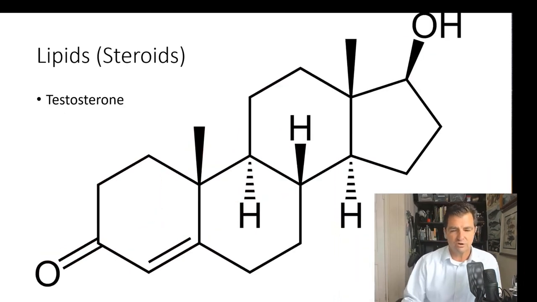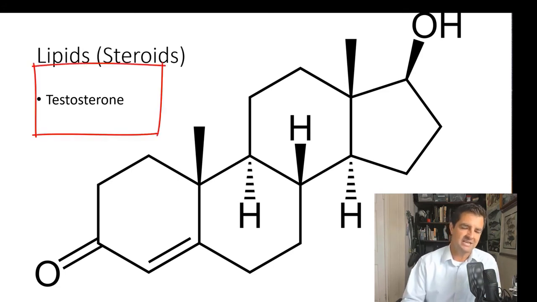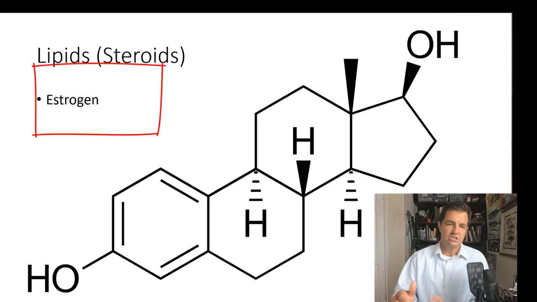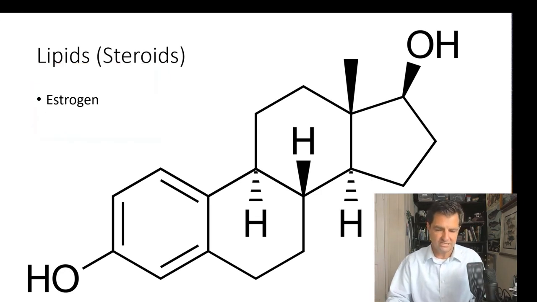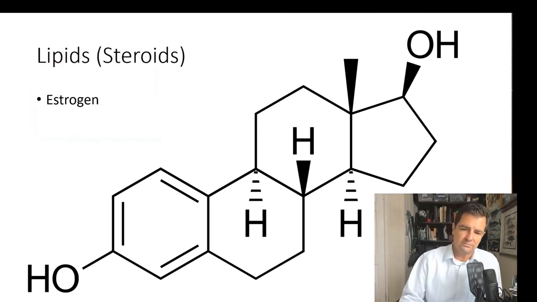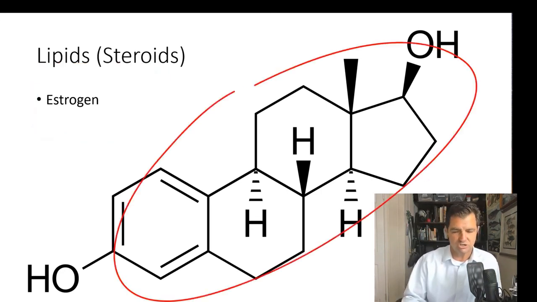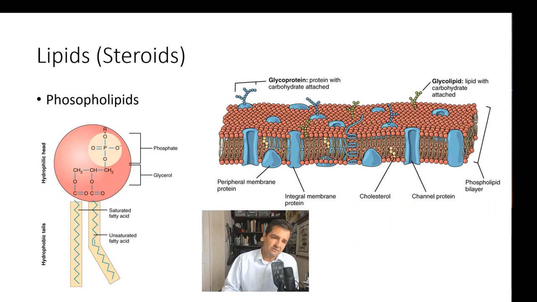Also in the steroid category, we have testosterone. You'll notice that cholesterol and testosterone look quite similar to one another, as does estrogen. So these steroids, these lipid steroids, are all quite similar in their very basic structures with those four rings and some modifications of those.